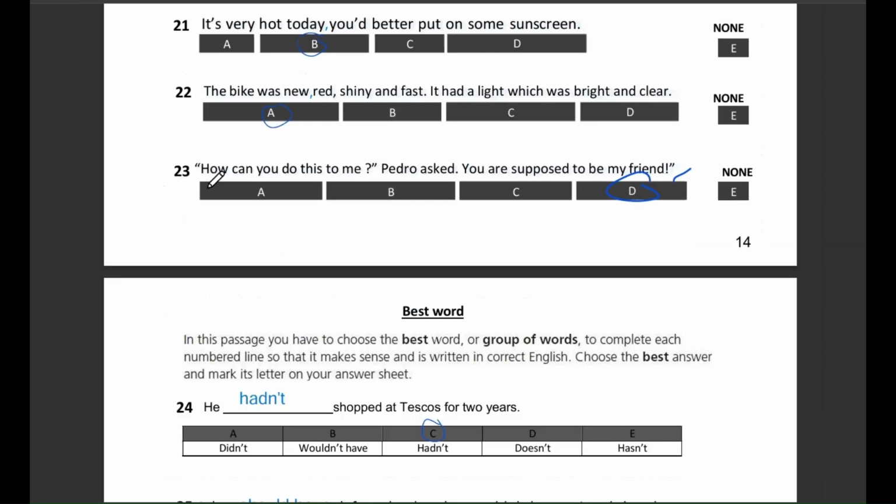Question 23. Sentence where someone named Pedro is speaking. He says, "How can you do this to me? You are supposed to be my friend." Now, the question is about punctuation. Punctuation helps us read and understand sentences better.